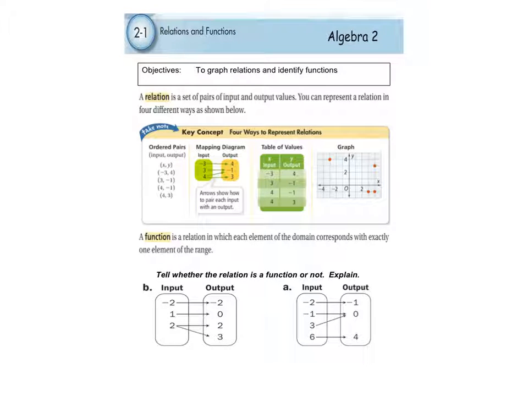This is 2.1 functions. So now we've figured out ways to represent relations. We figured out how to do domain and range. Now we're going to decide, okay, is this set of relations a function? We got to figure out what a function is first. So let's take a look here.